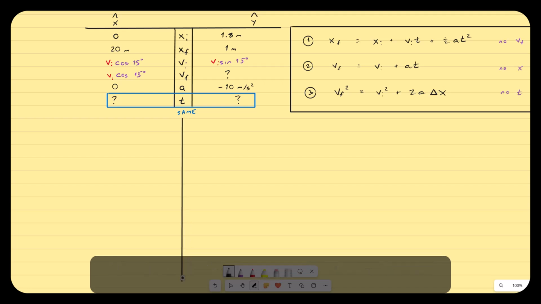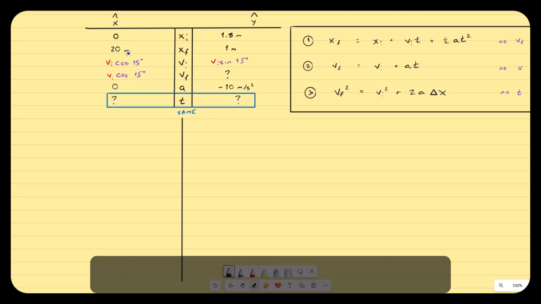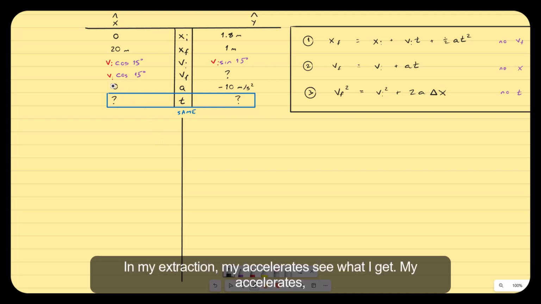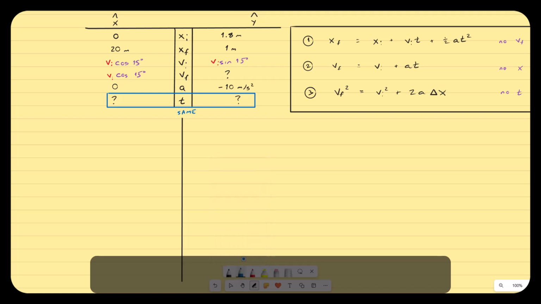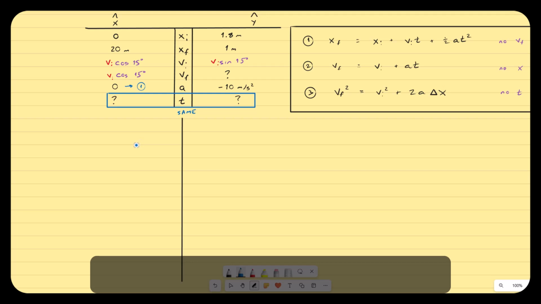See how that goes. I'm looking for v initial. It's the only thing in red, but that's what I'm looking for. I'm going to start maybe with my x direction and see how it goes. In my x direction, my acceleration is 0, and again, if my acceleration is 0, my equations 2 and 3 simplify to those which are true but not useful. So as soon as my acceleration is 0, I know I would like to use equation 1. Here's equation 1.